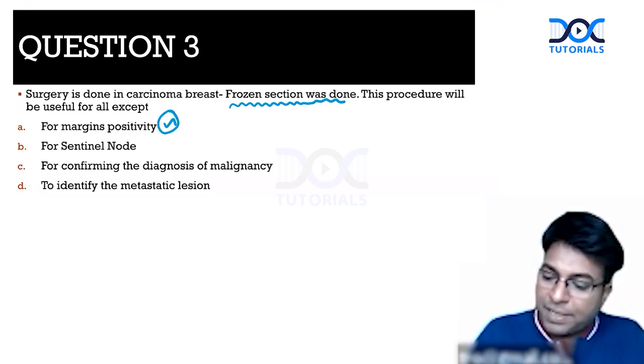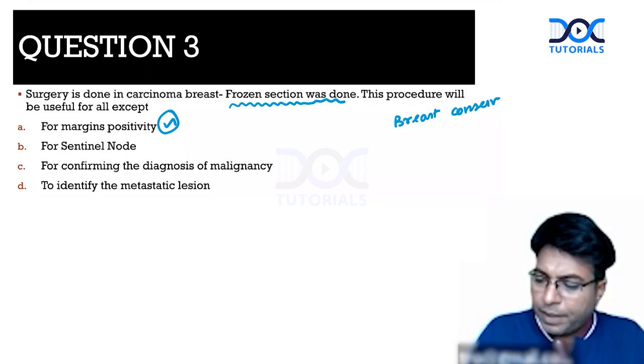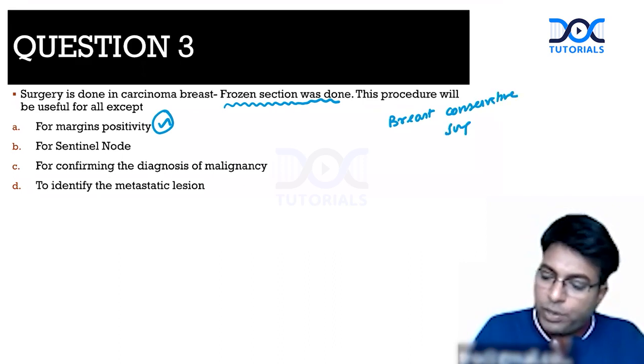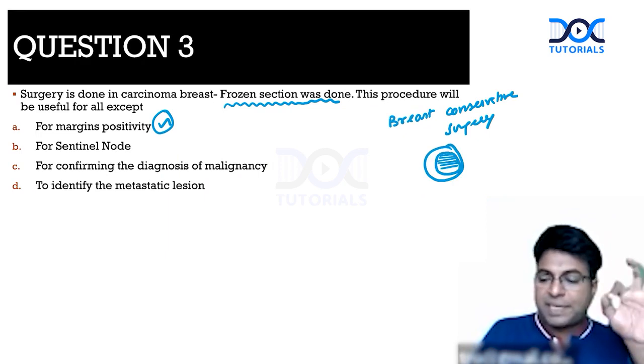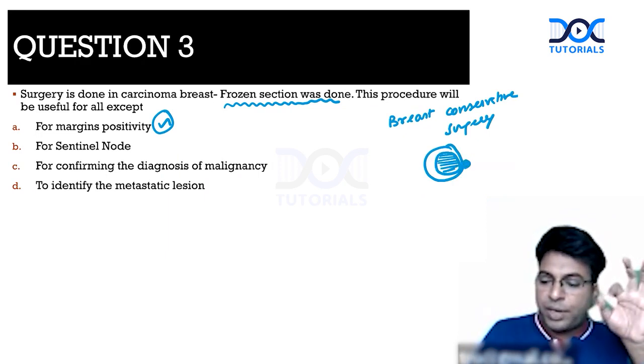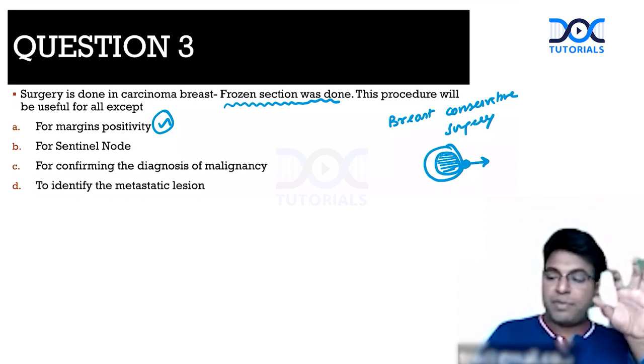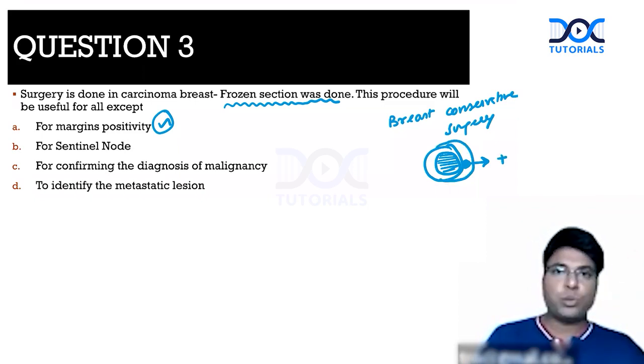If I am doing a breast conservative surgery, and I feel that one edge has suspected malignancy, I will take a small tissue from there and send it for frozen section. If it becomes positive, I will do more resection on that part. That is one. Yes, you can use it.